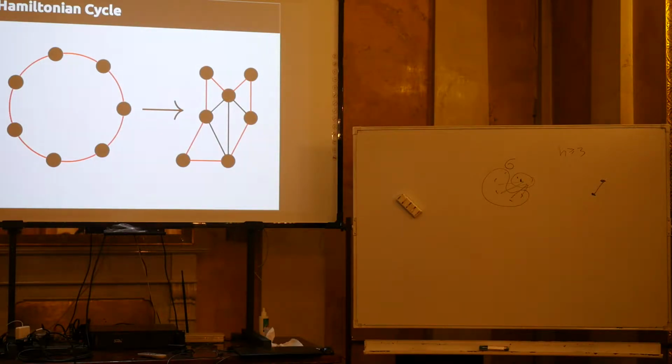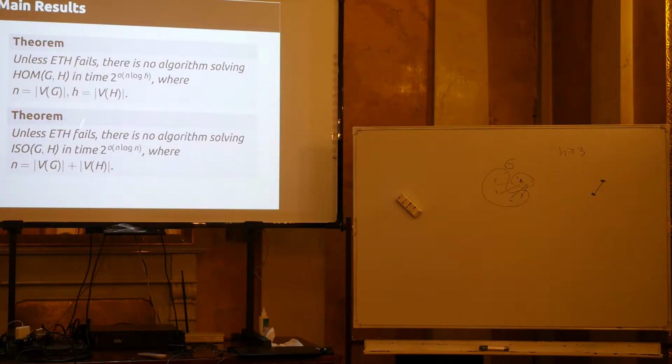Any other questions? Good. So the main results of this work are that under the ETH assumption, there is no significantly faster than brute force algorithm for the graph homomorphism problem, and there is no significantly faster algorithm for subgraph isomorphism either.